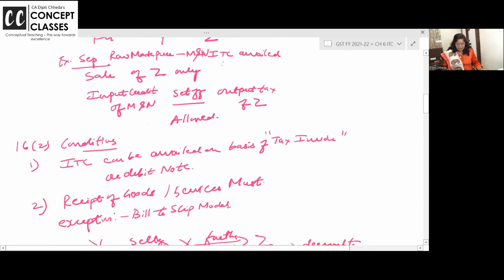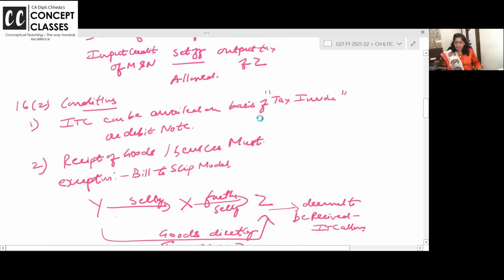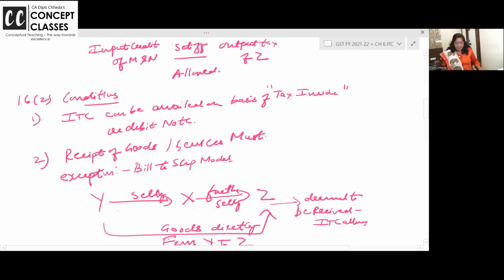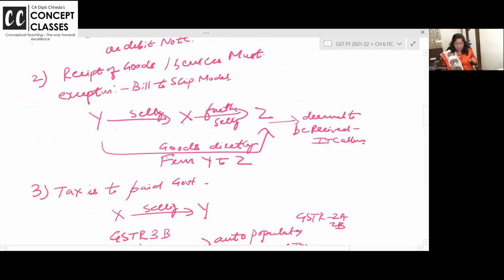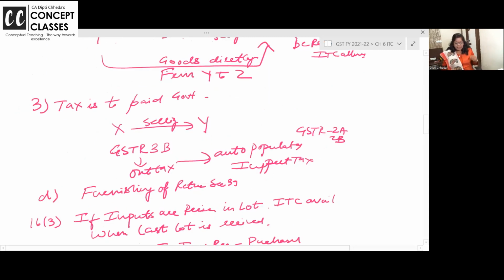ITC can be availed based on tax invoice or debit note. Valid documents should be there to avail the ITC. Receipt of goods should be there. Bill to ship model I have explained. Tax should be paid to the government by the supplier.